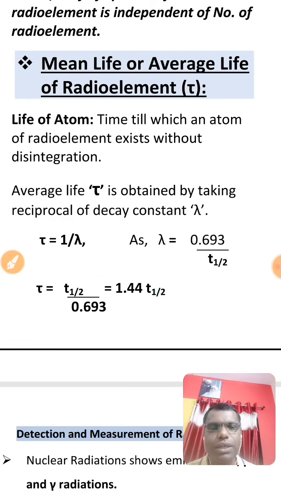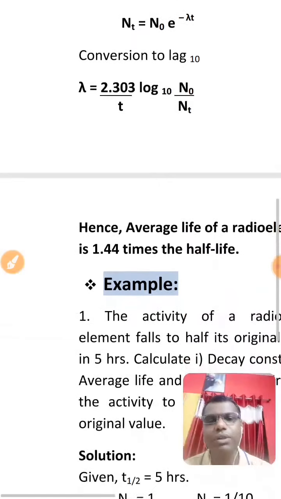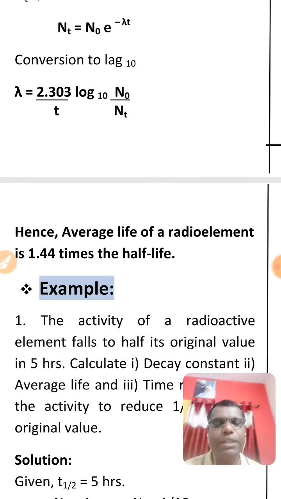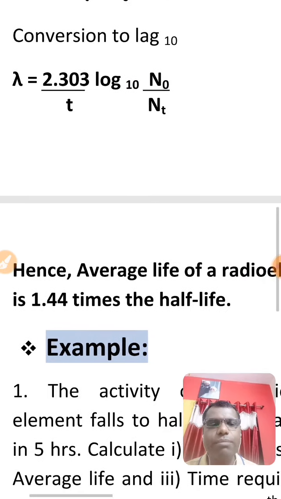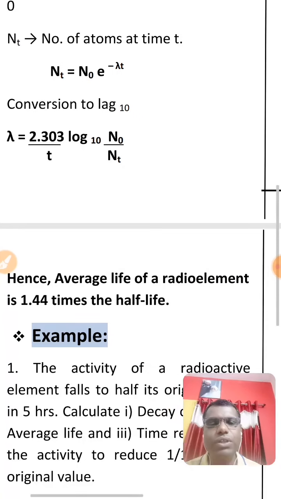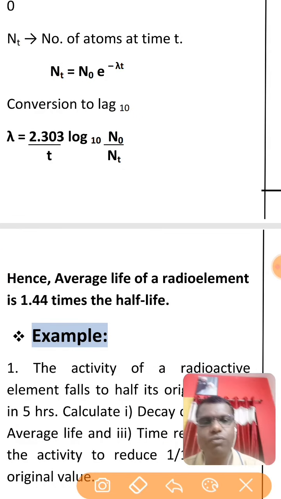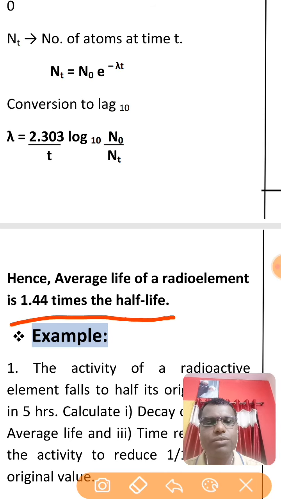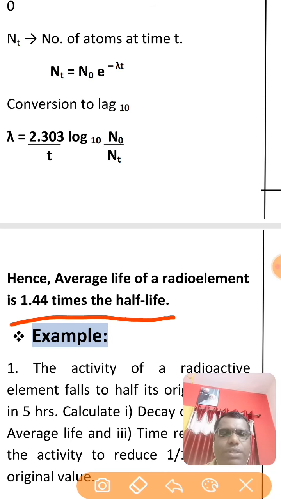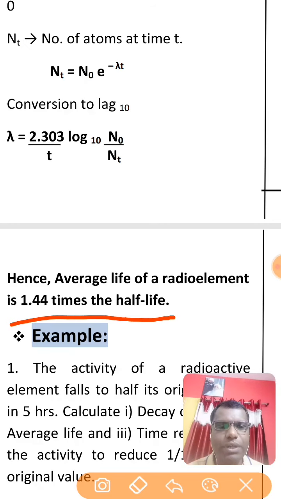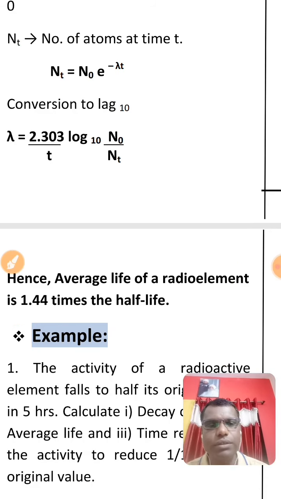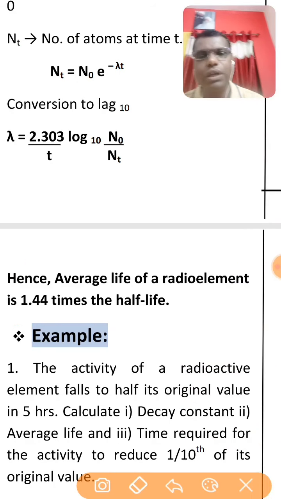Sometimes it can be asked, what is the relation between the mean life or average life and the half-life period? So always remember that the average life or mean life of any radio element is always 1.44 times the half-life period. This is very simple. Based upon this mean life and half-life period, if we discuss some numericals, again you will come to know how the numericals can be asked.